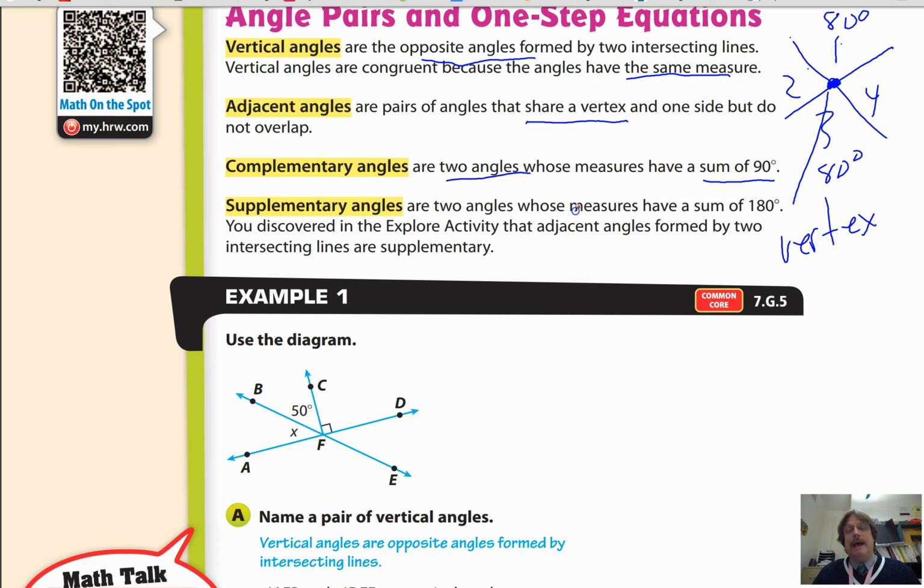Supplementary angles are two angles whose measures have a sum of 180 degrees. So in this case, angle 1 and angle 2, this is going to be a 100-degree angle because this is a straight line. Remember, a straight line is 180 degrees. So 80 plus 100 is 180 degrees. These two are supplementary angles. So here in example 1, they give you this setup down here, and they want you to go through and identify the vertical, adjacent, complementary, and supplementary.